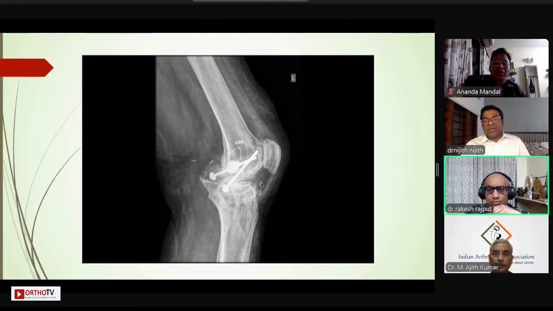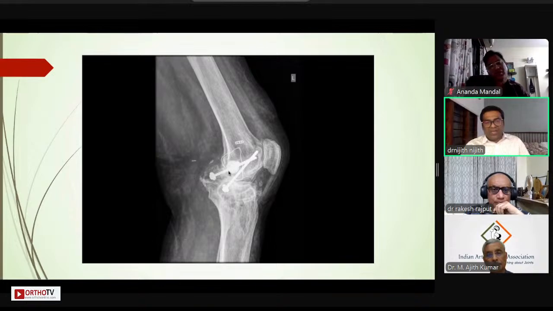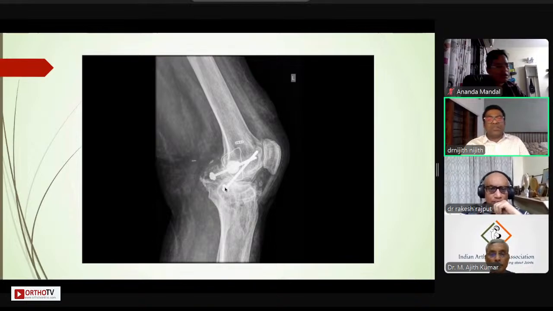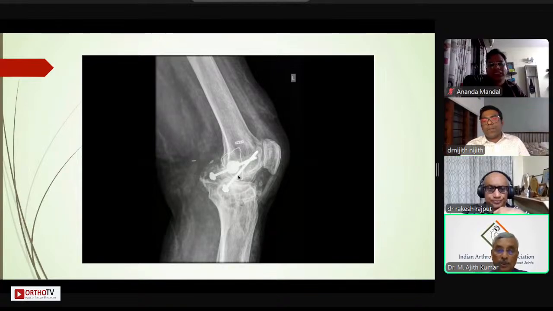Yeah, there was multiple hardware in situ, and you can see even the posterior medial femoral condyle has some lysis, and there were multiple osteophytes, and in the medial proximal tibia there is a bone defect. The issue is how to remove those screws. Your approach will be from the front, so these screws are at the back. That's the challenge.